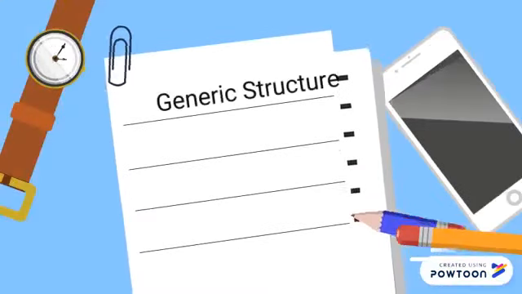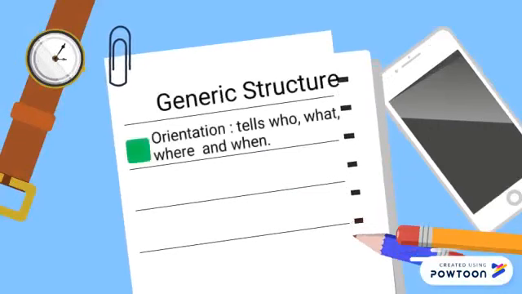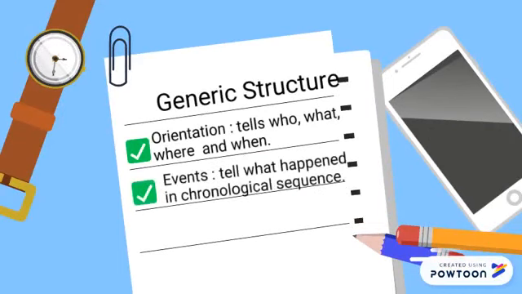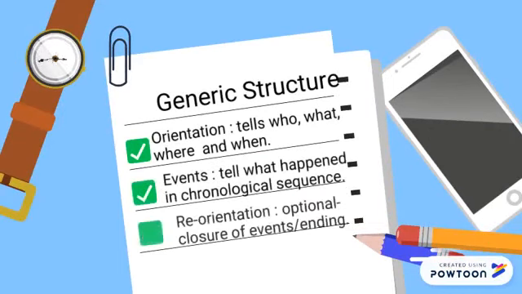The generic structure of recount text is orientation. It tells us who is involved, what happened, where it took place, and when it happened. And the events tell us what happened in chronological sequence. And reorientation is an optional closure of events.